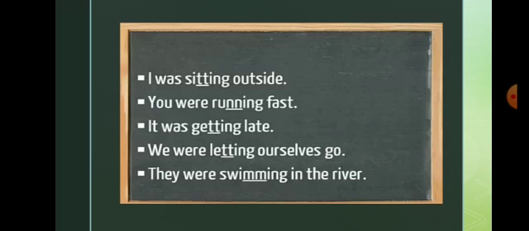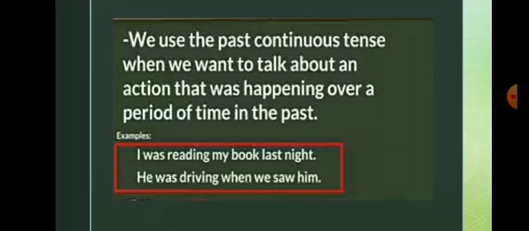I was sitting outside. You were running fast. It was getting late. We were letting ourselves go. They were swimming in the river. So, when the word ends with a consonant preceded by a vowel, it doubles the consonant and adds ing to the verb. Got it, children?